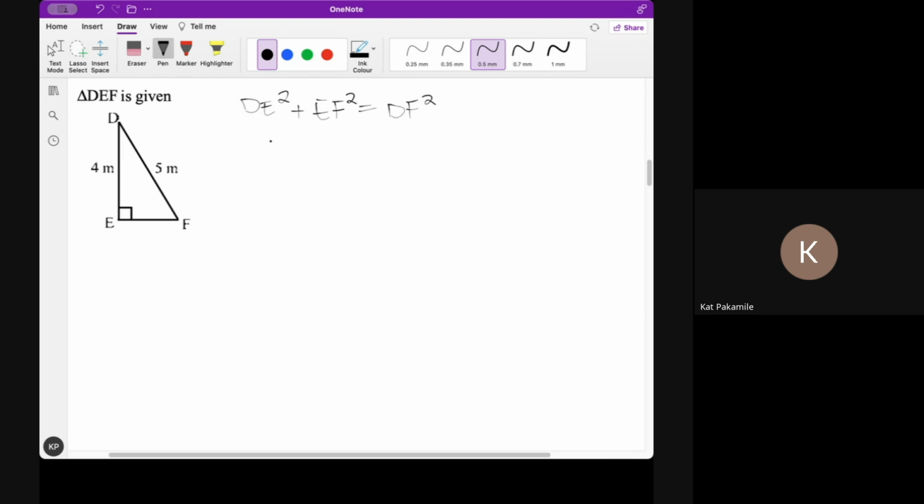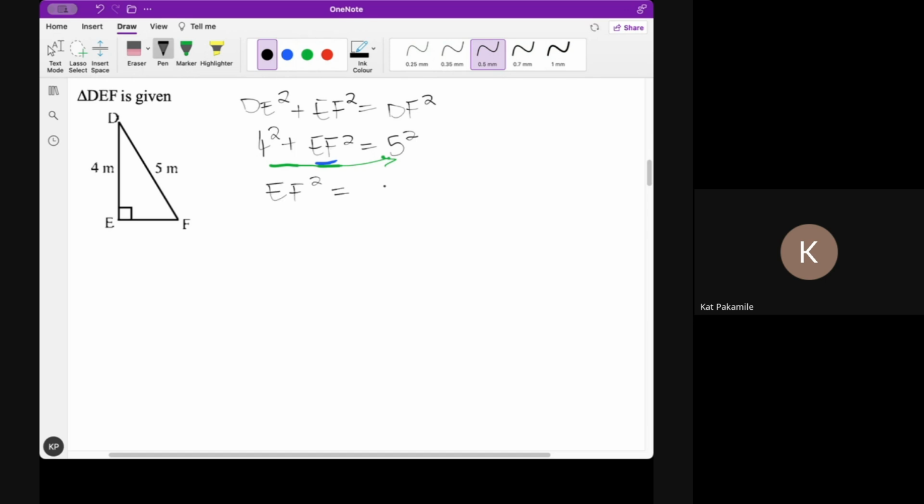Great. Now DE, that will be my 4 squared, and EF is what we're looking for. So I don't have a number to substitute here. It's just EF. But DF we have because it is 5 squared. Now to get EF on its own, what do I have to do? If I want to get EF alone, I have to move this 4 over to the other side.